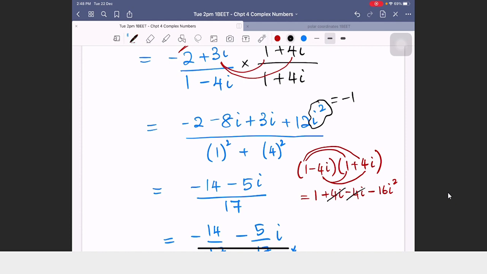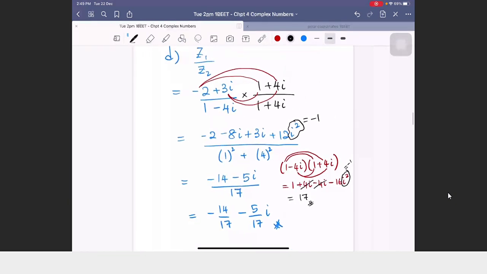This can cancel, and i squared equals minus 1. So you have that, what is 16, so what is 16 plus 1, so you have 17. Okay? Okay, any more questions? Before I proceed, any more questions?